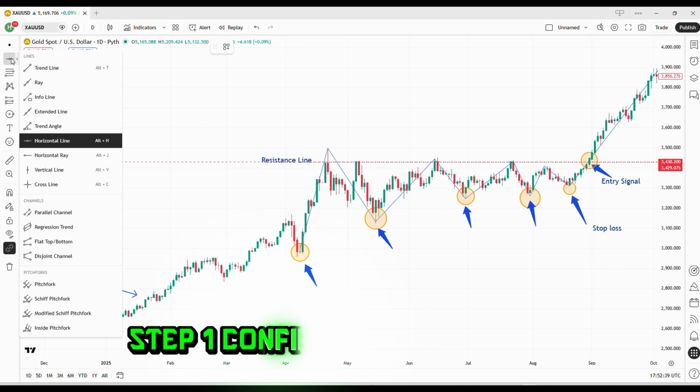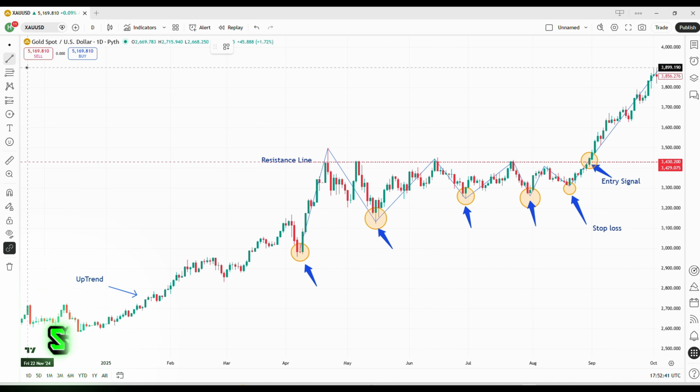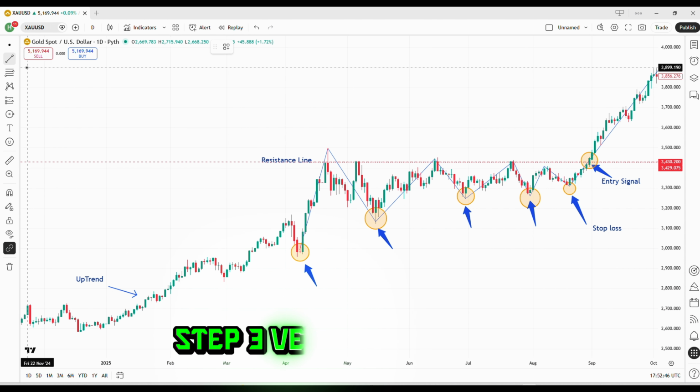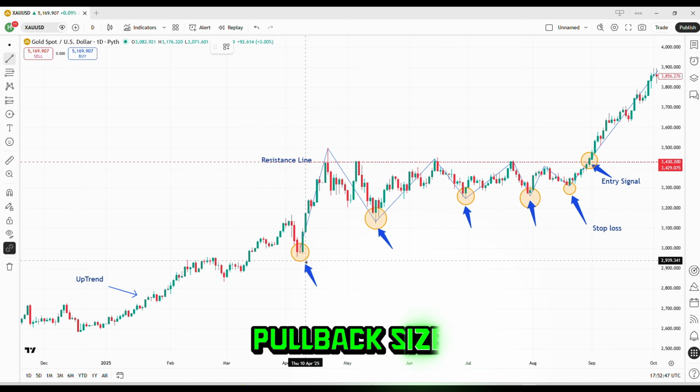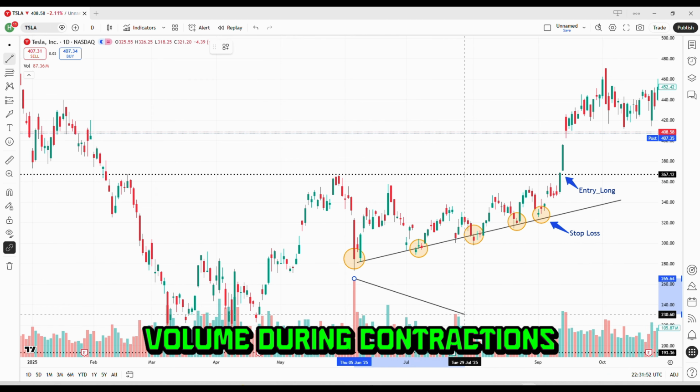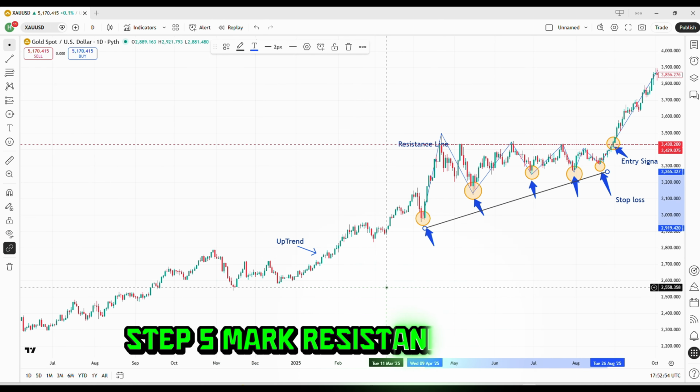Now here's your execution playbook. Step 1, confirm strong uptrend. Step 2, identify 2 to 4 contractions. Step 3, verify decreasing pullback size. Step 4, confirm declining volume during contractions. Step 5, mark resistance clearly.